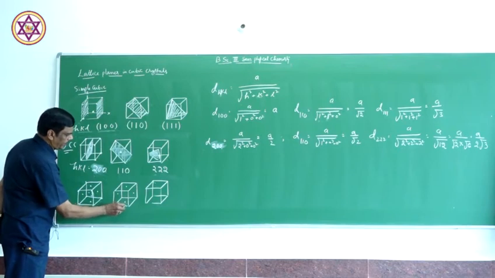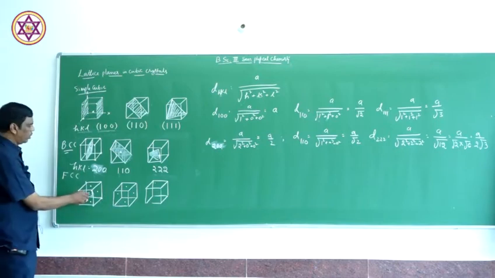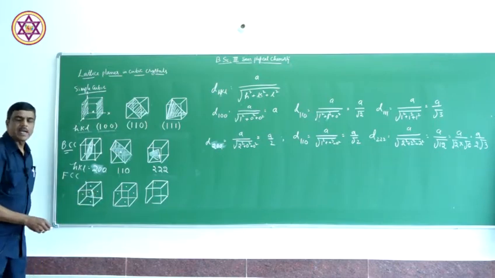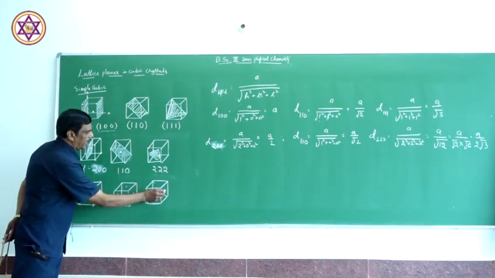That is why these are called face centered cubic lattice. In the face centered cubic lattice, there are atoms at all the three faces.